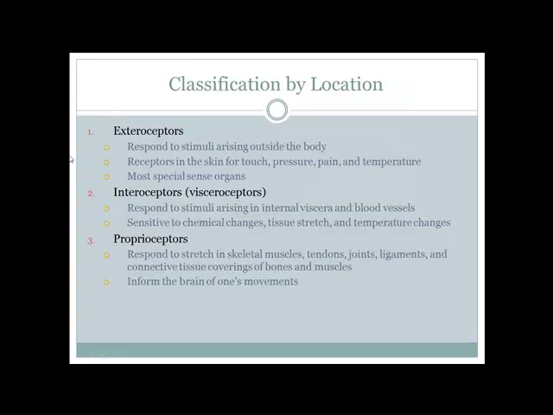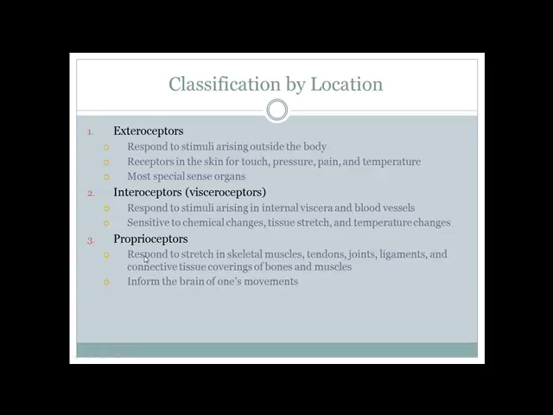Okay, next one we classify by location. You can have exteroceptors, interoceptors, or proprioceptors. Exteroceptors are going to be external. They're going to be outside of the body. Those will be on like your skin. Interoceptors will be internal. They will be within the body, and they'll be mostly on blood vessels and viscera, so viscera such as organs. And then proprioceptors.